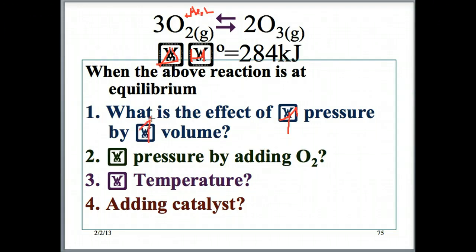What if I increase the volume? If I increase the volume, that means pressure goes down, so it's going to go towards the reactants. What happens if I add more O2? If I add more O2, I'm going to go towards the products; I'm going to consume the O2. If I decrease the temperature, it's going to go backwards and create more heat, so it's going to go towards the reactant side. What happens if I add a catalyst? Nothing occurs. So that's Le Chatelier's.